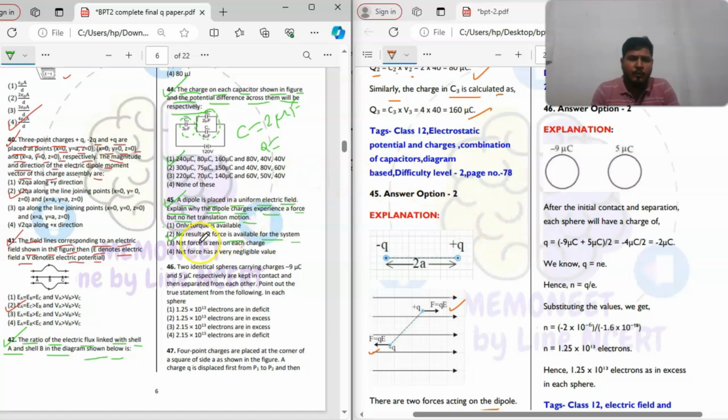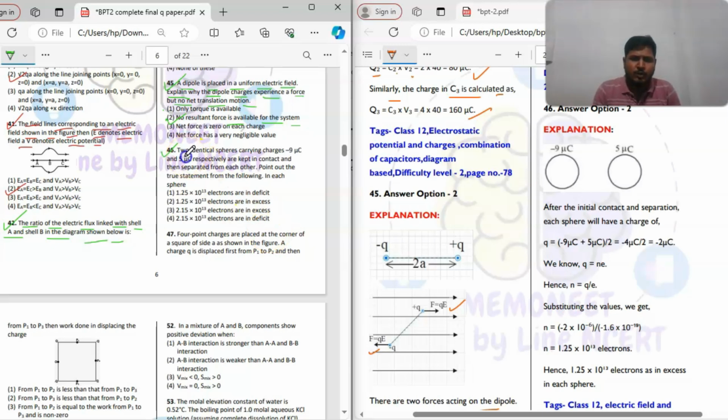Okay, now move to the next question, that is question number 46. The question is that two identical spheres carrying charges minus 9 microcoulomb and 5 microcoulomb respectively are kept in contact and then separated from each other. These are the two spheres. This is the minus 9 microcoulomb charge, and this is the 5 microcoulomb charge. Now what we have done, we have touched each other. Whenever they are kept in contact, there is a transfer of charge that will take place.